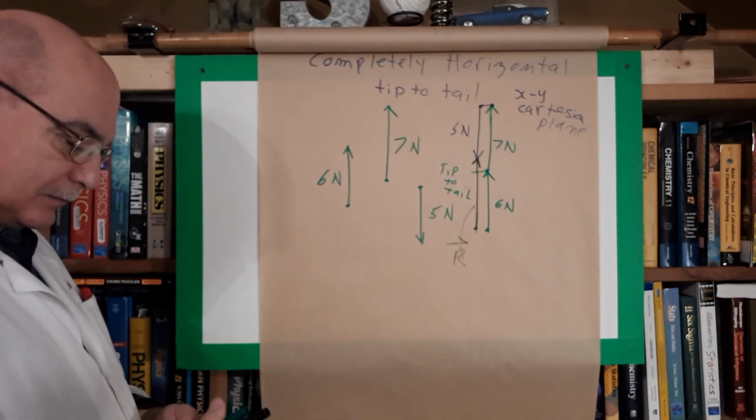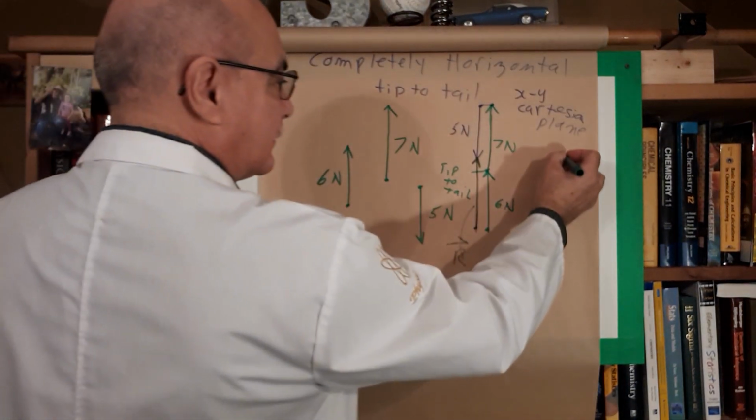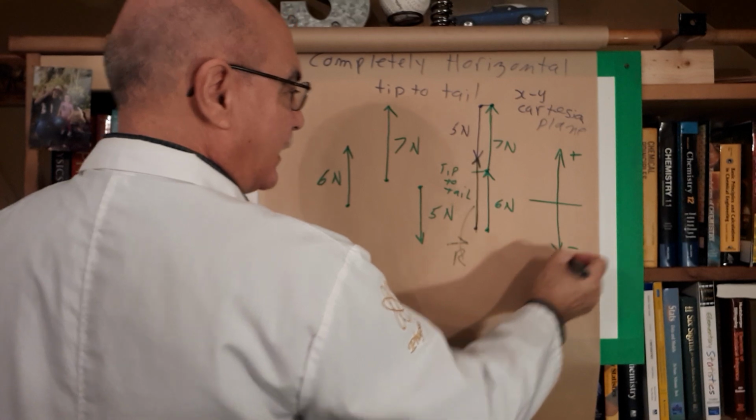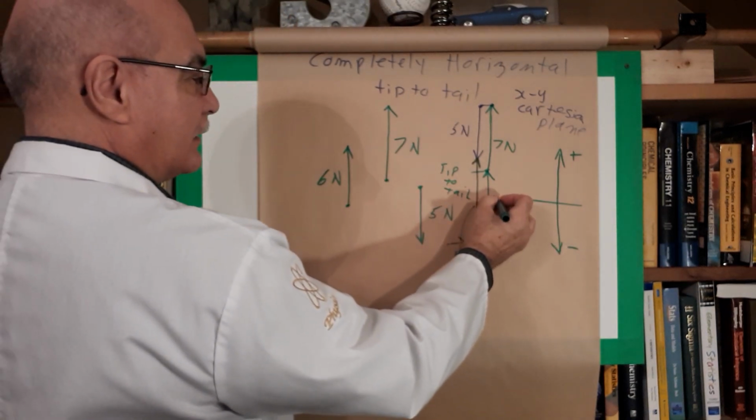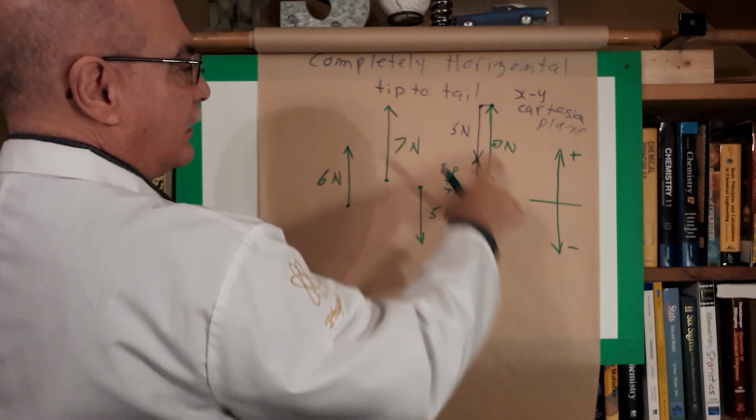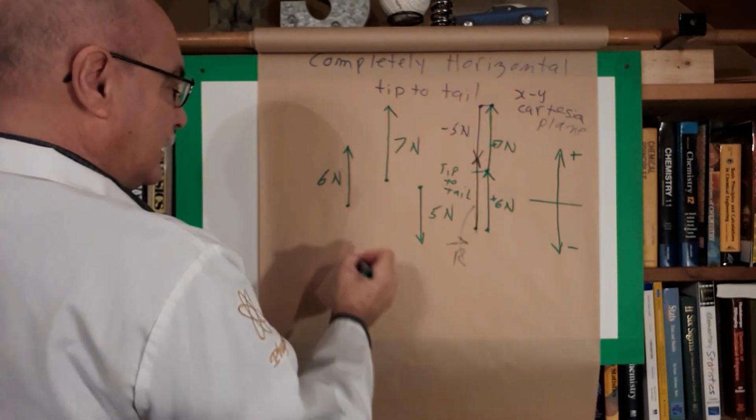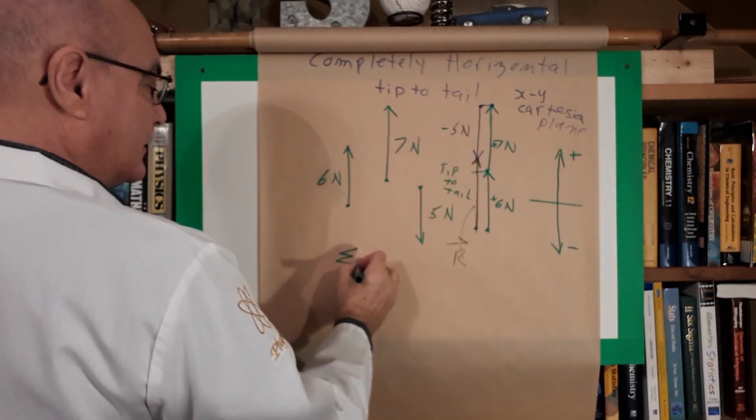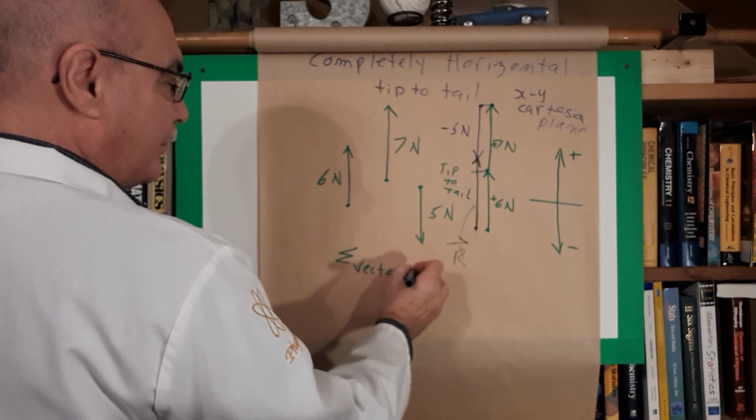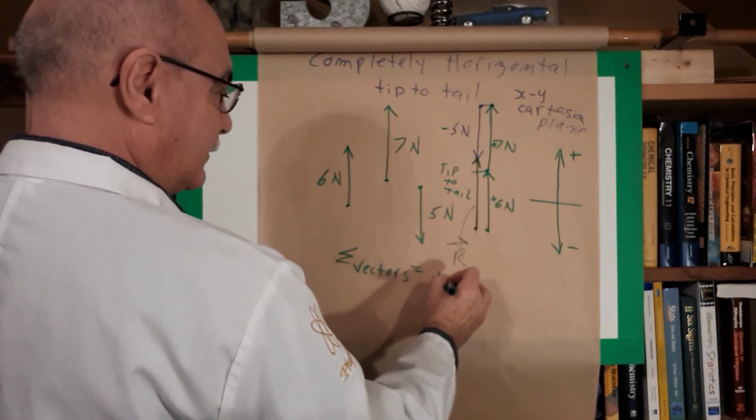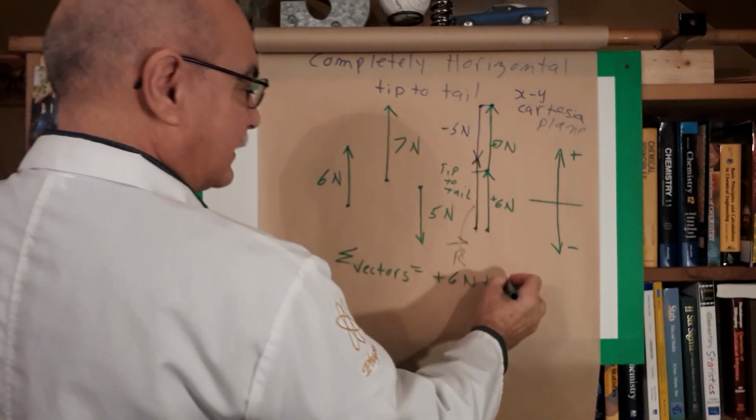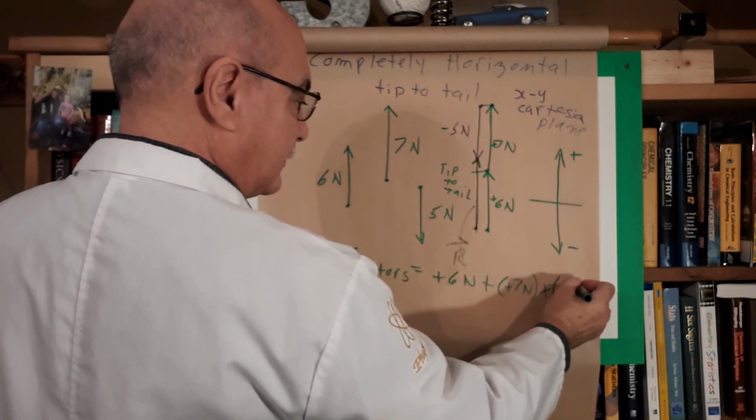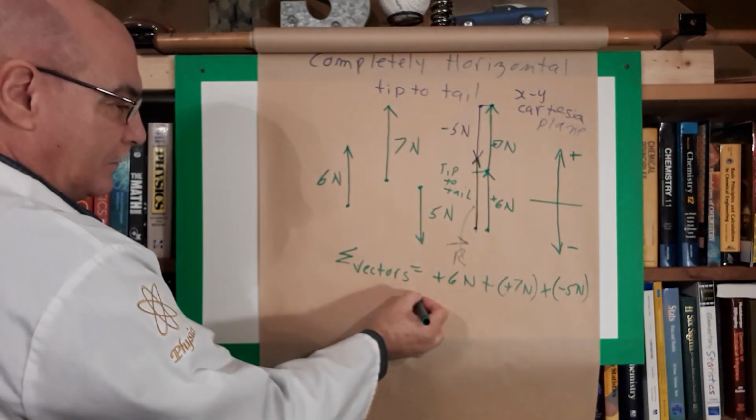So if we use our Cartesian plane again, here's the y-axis, there's the x-axis. Up we're going to call positive, down is minus. Therefore this number here is plus 6, plus 7, and going down is minus. This will be minus 5. So algebraically, the summation of these vertical vectors is equal to plus 6, plus a plus 7, plus a minus 5. All of them in newtons.